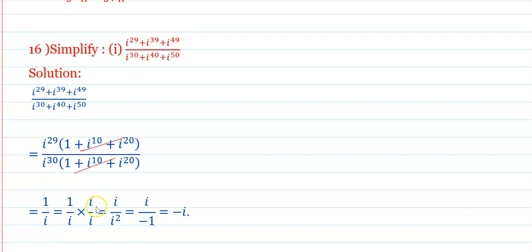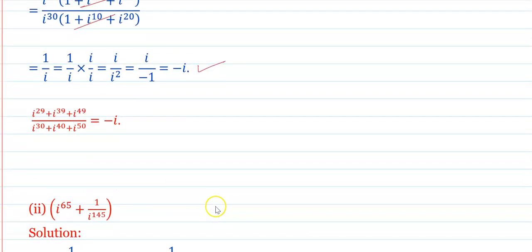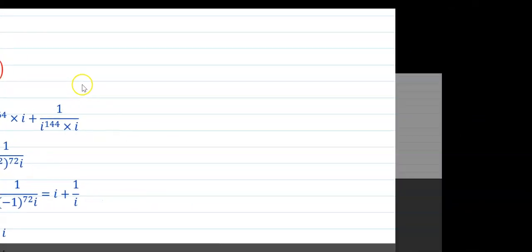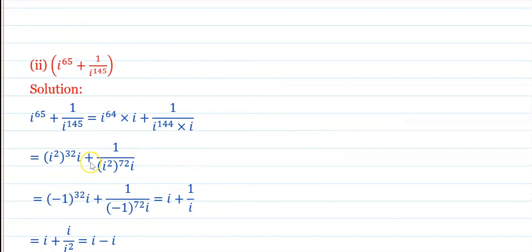आता इथे numerator denominator i ने multiply करायचं. 1 into i you will get i into i square. i square is minus 1. That is i upon minus 1, you will get minus i, and hence the answer. Easy question.